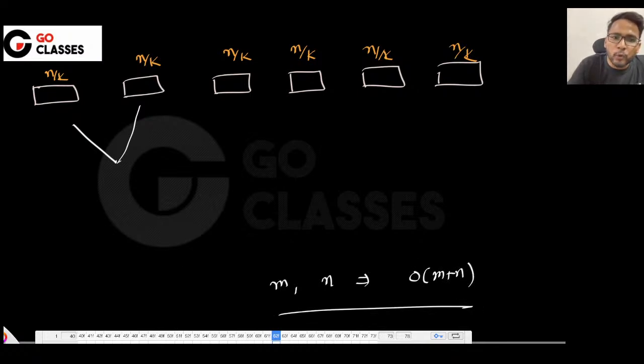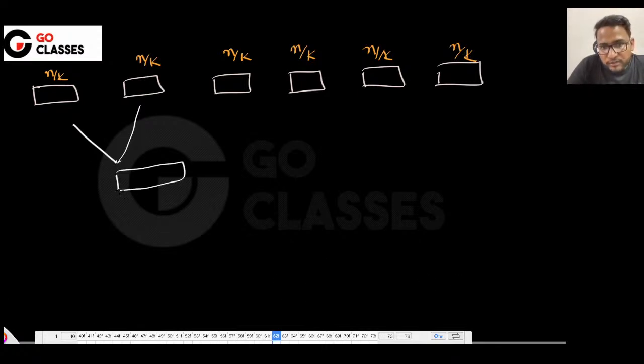You can merge these two, and since for sizes m and n merging takes order of m plus n, it is linear. I'm not sorting, I'm just merging. If both sizes are n/k, just to merge and get one array, you are going to incur 2n/k cost. The size of this one array is 2n/k, and you also take 2n/k time just to merge these two.